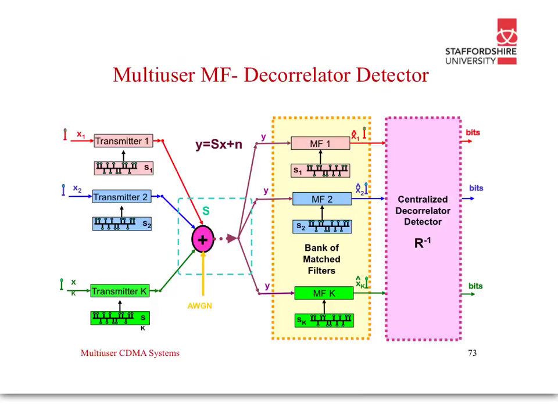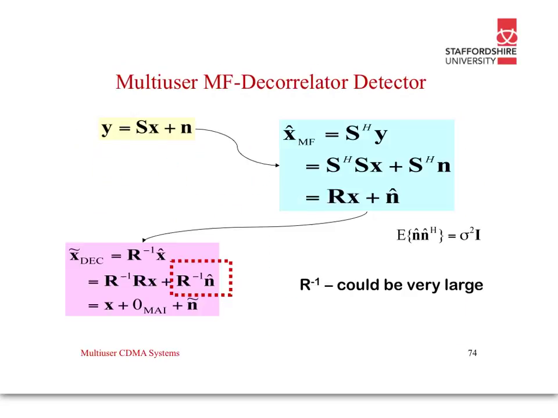So this is the block diagram of the decorrelator detector. The difference here is we've got a centralized decorrelator detector, and it calculates R to the minus 1. So Y is SX plus N. X matched filter, as we've already said, is S Hermitian Y, which is S Hermitian times S times X plus S Hermitian N, equals Rx plus N hat.